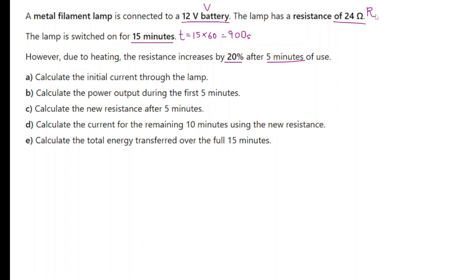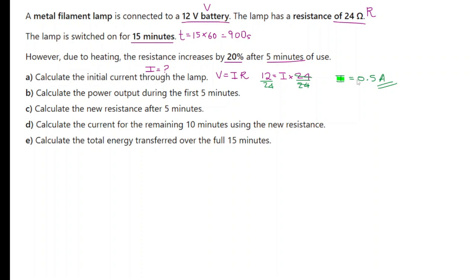Part A. Calculate the initial current through the lamp, I. So I know the V, I know the R. So obviously, first part, V is equal to IR. Now voltage is 12. I don't know I. R is 24. So all I need to do is divide both sides by 24. Cross these two out. So I can see the current is 12 divided by 24, which is 0.5 amps. So the answer to the first question is 0.5 amps.